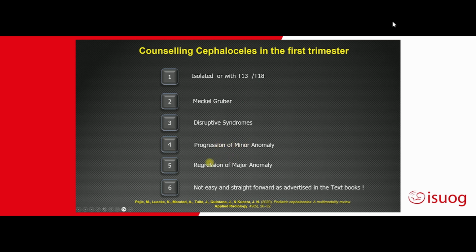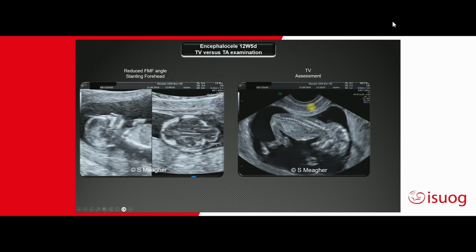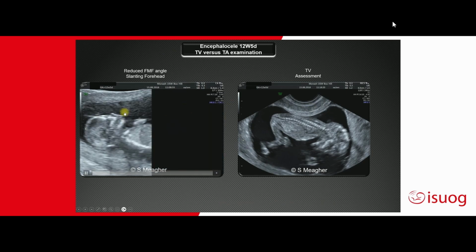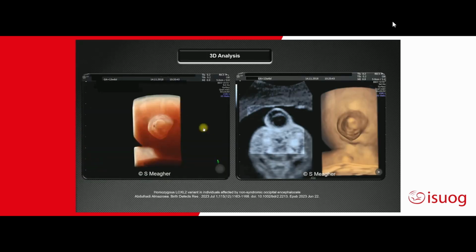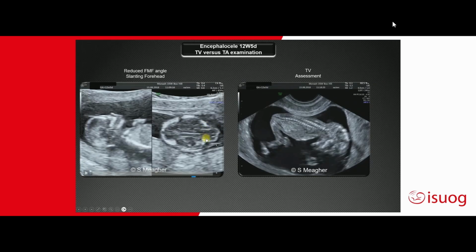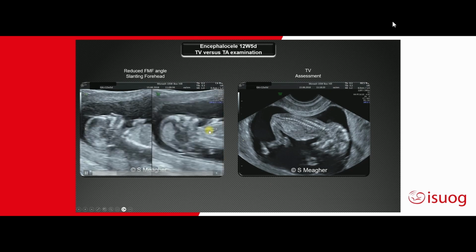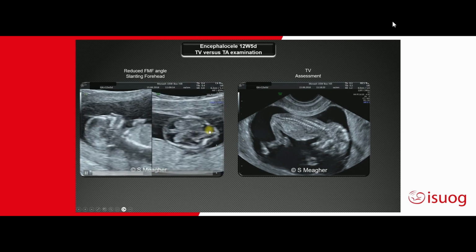So cephaloceles are not as easy and straightforward in the first trimester as advertised in textbooks. Let me walk you through them. You go to work tomorrow morning, you see a reduction in the frontomaxillary facial angle, thin nuchal translucency. But as you look through the occipital bone, you see there's a defect with the aqueduct of Sylvius and the midbrain and brainstem herniating through an occipital defect, a classic encephalocele.